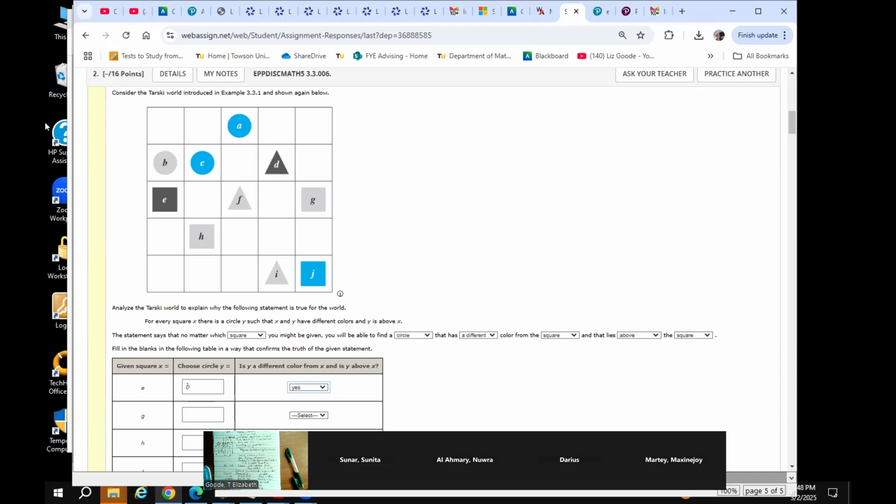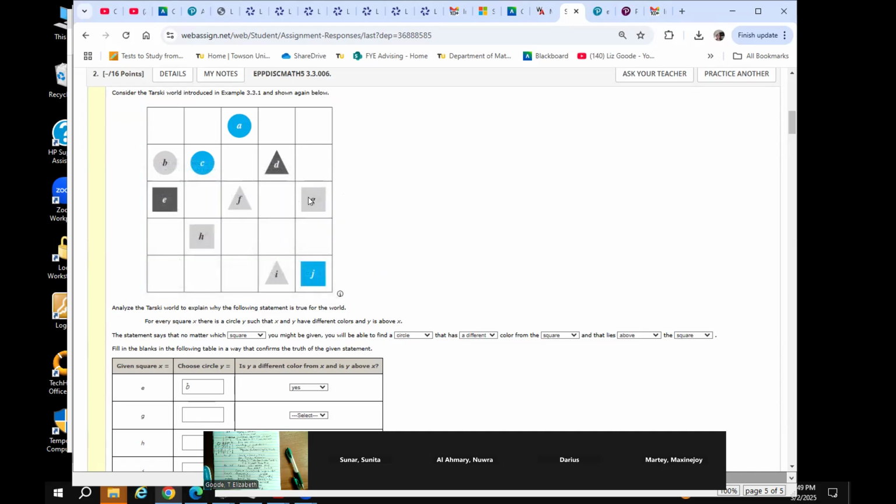Same with left of and right of. Obviously, circle C is to the right of B, but actually square H is also to the right of circle B. It doesn't have to be in the same row to be right of. It just has to be in a column that is to the right of the column in which B resides. Got it? Great.